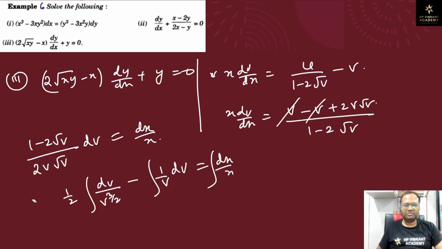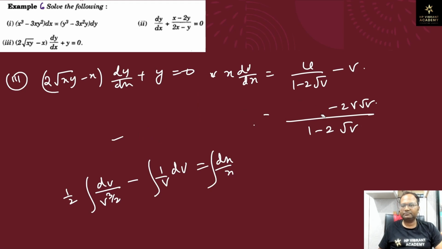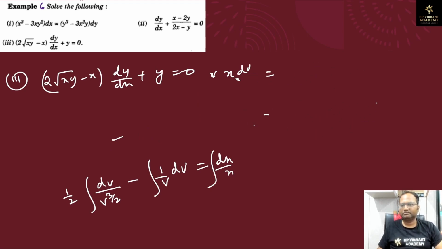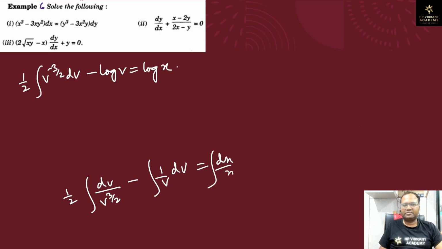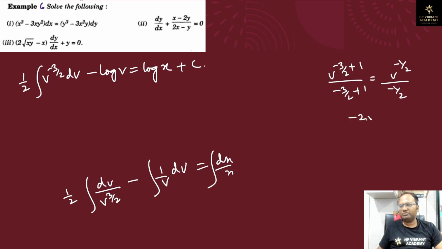Okay, let us further simplify this. So we have half of v to the power minus 3 by 2 dv integration minus log of v is equal to log of x plus c. तो ये हो जाएगा, v to the power minus 3 by 2 का इंटीग्रेशन क्या होगा, v to the power minus 3 by 2 plus 1. तो हो जाएगा v to the power minus 1 by 2 upon minus 1 by 2. तो हो जाएगा minus 2 upon root v, है ना.